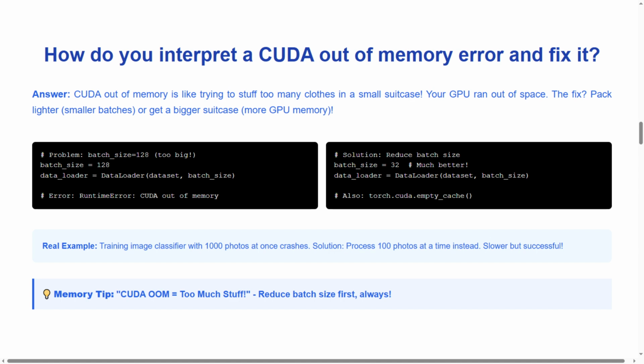Our next question is, how do you interpret a CUDA out of memory error and fix it? CUDA out of memory is like trying to stuff too many clothes in a small suitcase. Your GPU ran out of space. The fix? Pack lighter with smaller batches or get a bigger suitcase with more GPU memory.